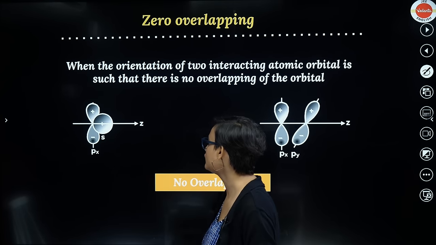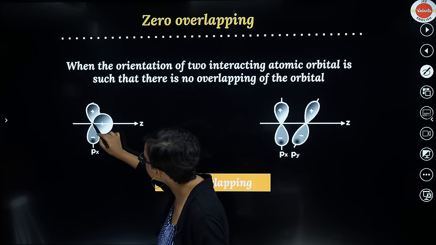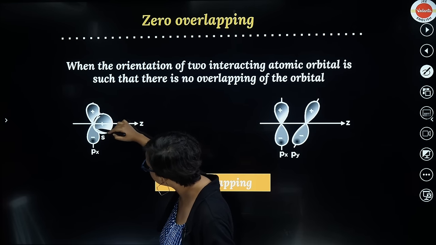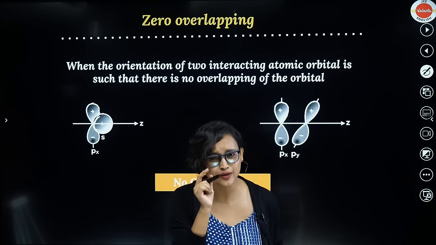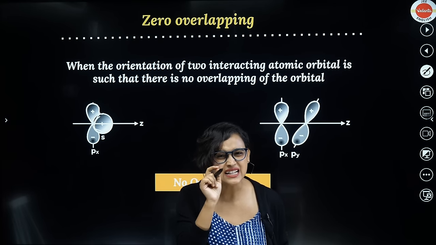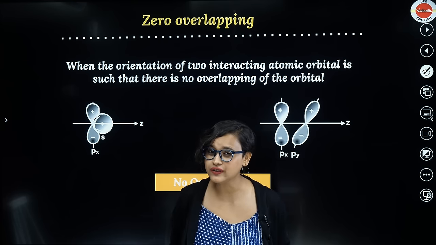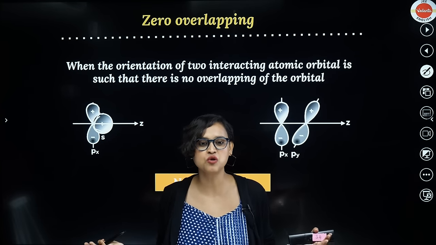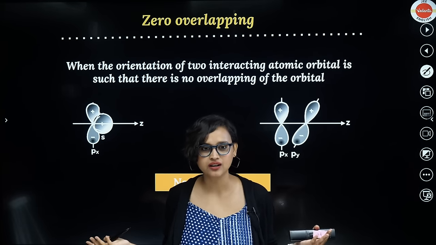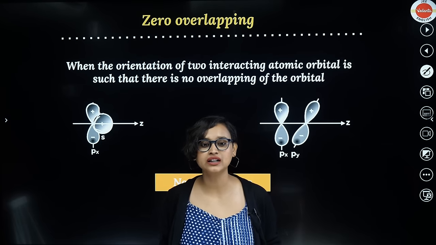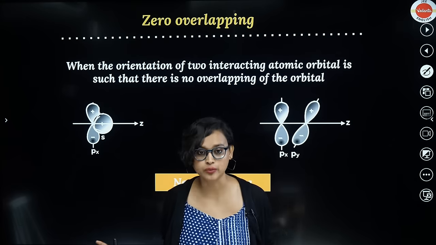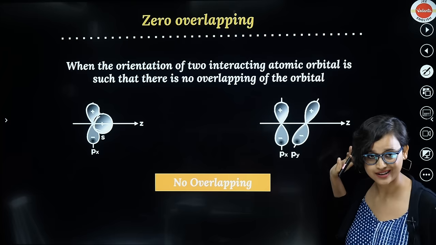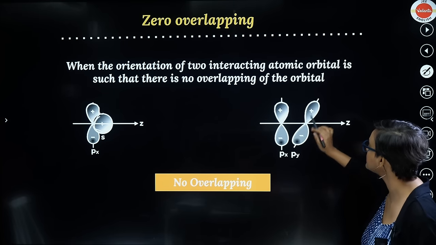And it can also be zero overlapping. For example, see here, right at this node, to find an electron is what? Do you remember? Nodes. At this place, you are rarely going to find an electron. So even if it is coming like this, zero overlapping, okay? When the orientation of two interacting orbitals is such that there is no overlapping of the orbitals, we call it zero overlapping. It doesn't matter if they are out of phase or in phase, positive or negative, that means zero overlapping.